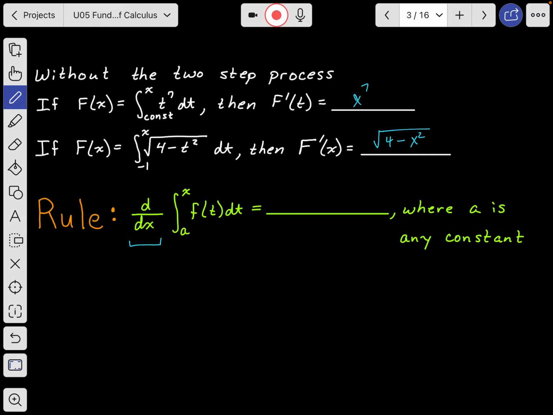So what you're doing is you're taking the derivative of the integral. These are inverse operations, right? They're going to give you back the original function. So this will just give you f of x.